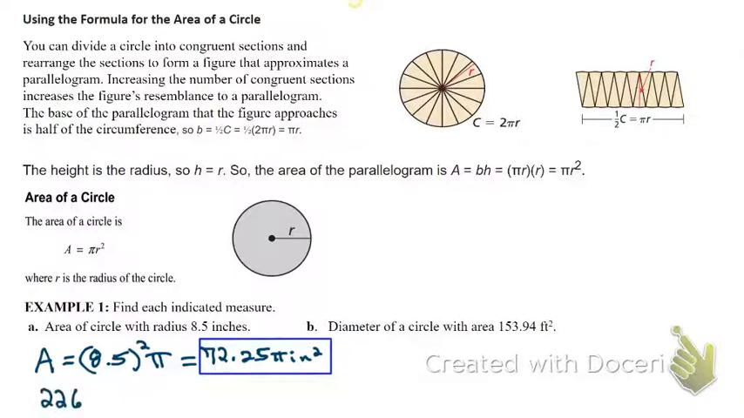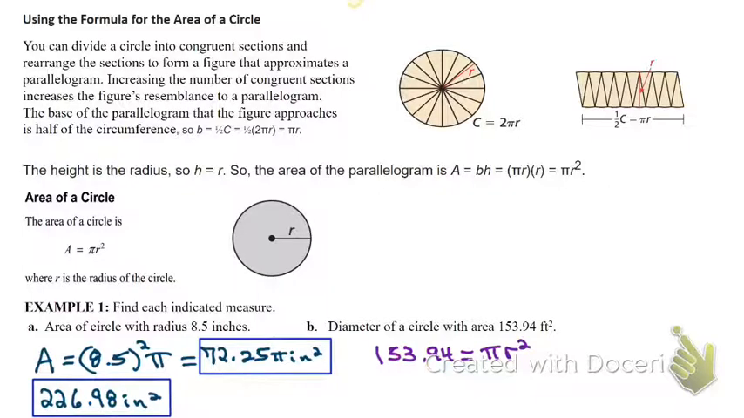If we wanted a decimal approximation, we can use 3.14 for pi and come up with a decimal approximation. For part B, it's asking us to find the diameter of a circle when the area is 153 and 94 hundredths feet squared. So we still want to start out by writing our formula, area equals pi r squared, and then substitute in what we know. So in this case, we're given the area, so we substitute that in.